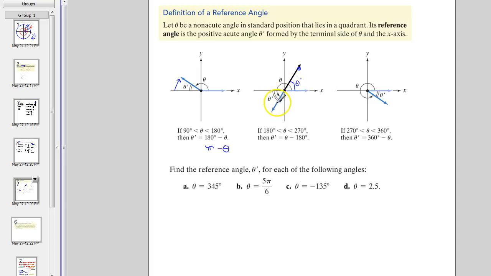Okay, so we've created an acute angle. What angle would that be? Well, we're going to take the angle measure going all the way around, that's what theta is given to us, and we're going to subtract off 180 or subtract off pi, and that'll leave me with this little tiny angle right here. Okay, so that's how we come up with a reference angle if we're in quadrant 3. And again, if this were radians, it would be theta minus pi.